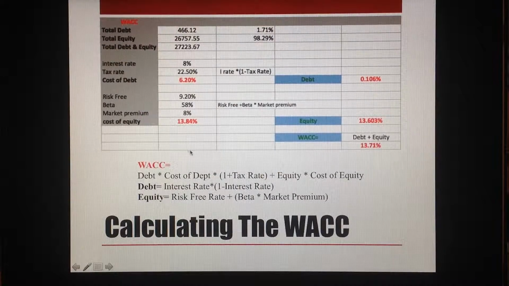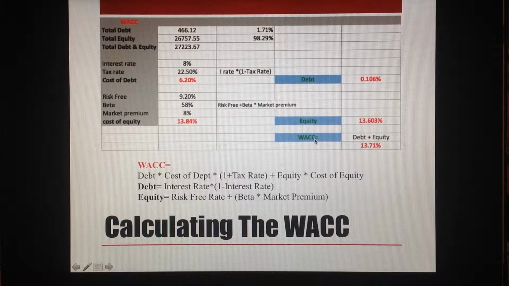Then I calculated the WACC. I got the total debt and total equity from the balance sheet, and I added them together, and then I divided each of them by the total to get the percentage. Then I calculated the cost of debt, which is the interest rate times 1 minus the tax rate, and I got 6.2%. And then I calculated the cost of equity, which is risk-free plus beta times market premium, and I got 13.84%.